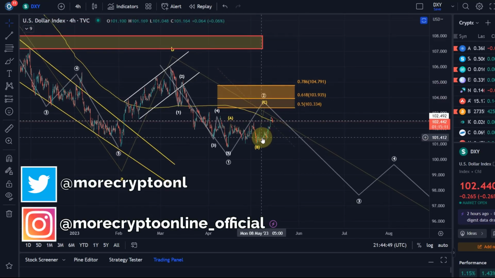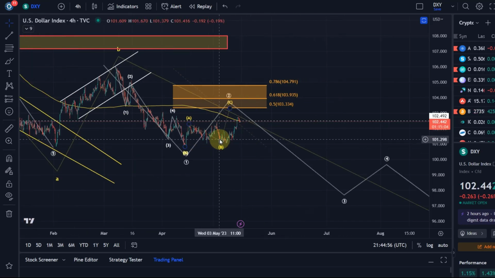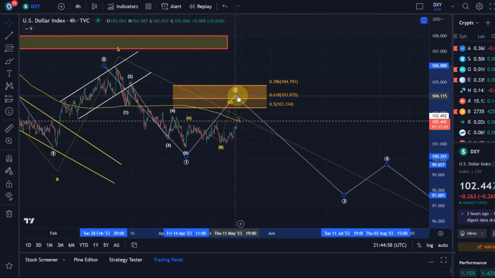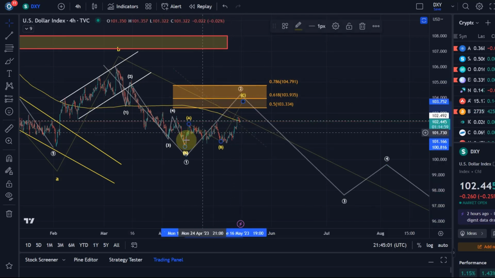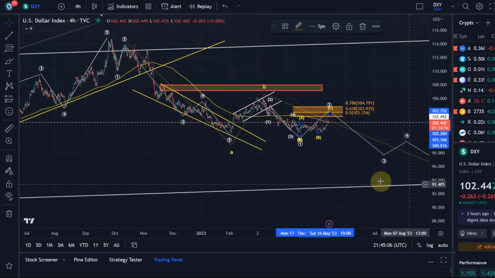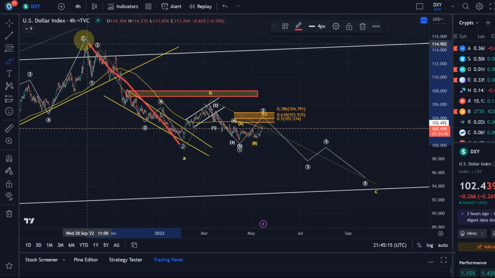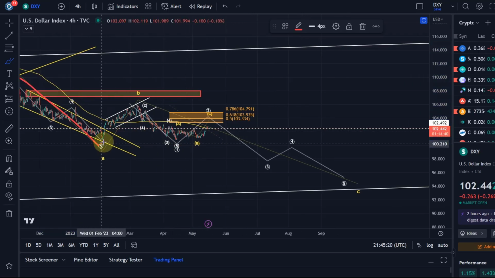It's been a few days since the last DXY update, but so far it's following the wave count here. Last video we talked about this current move to the upside to be an ABC structure in a wave 2. The overall structure here suggests that we are in an ABC structure to the downside of the September highs, coming down in an A wave. We had a 5-wave move down, all that was explained in the previous video, a B wave to the upside, and now we are coming down in a C wave.